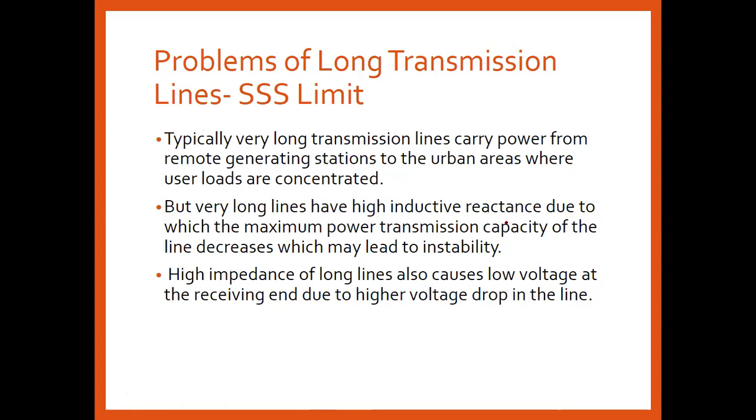What are the different problems with reference to long transmission lines? Number one, the generating station is remote from the urban areas where the loads are concentrated. To carry the power from that remote generating station, if the transmission line is long, then the sending end power, suppose 200 watt of generating power, we are not getting 200 watt at the receiving end because of the transmission and distribution losses. Whenever the length of the transmission line increases, the resistance automatically increases, R equals rho L upon A.